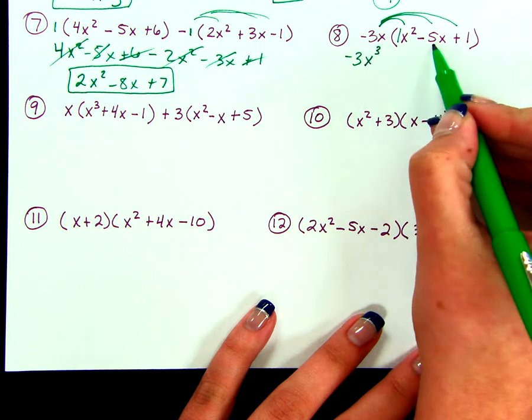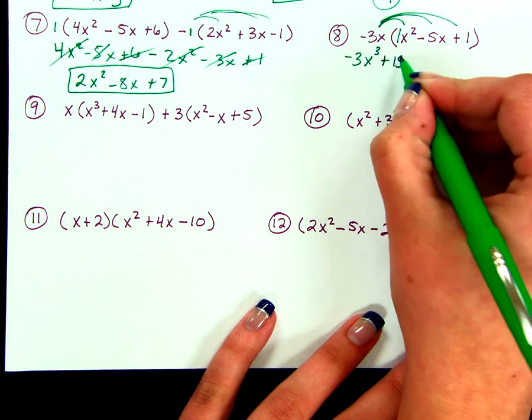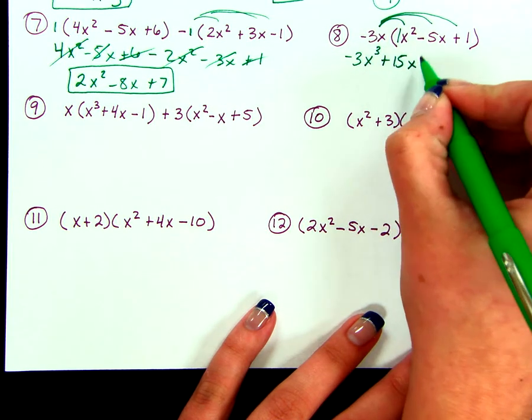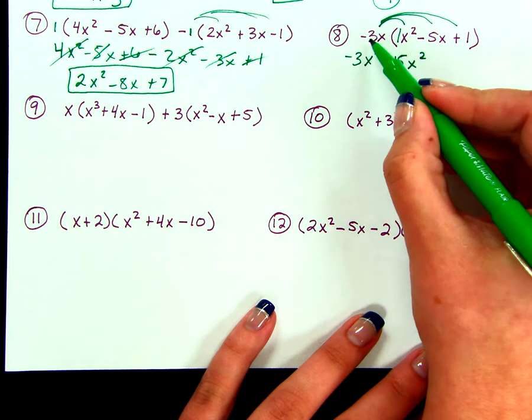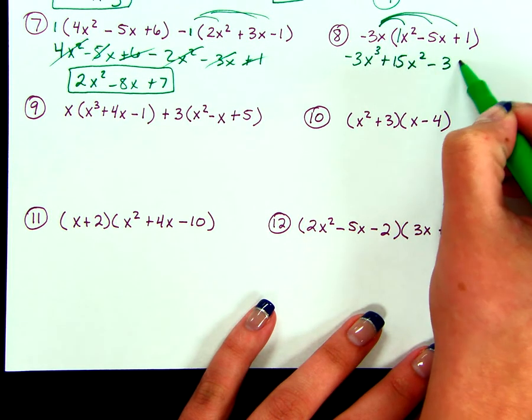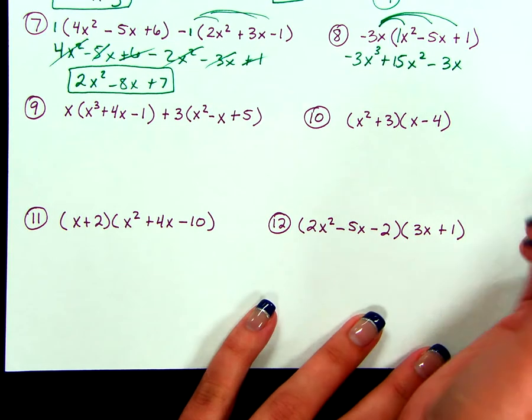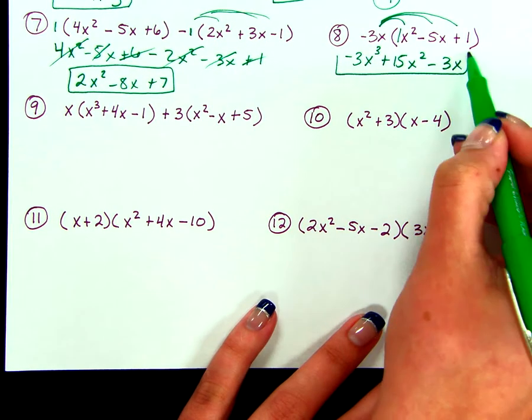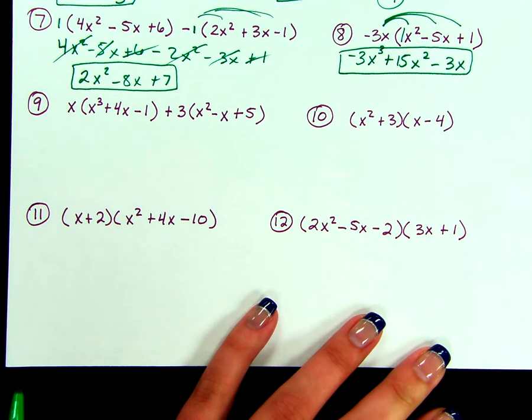Negative 3 times negative 5 is a positive 15. X times x will be x squared. Negative 3 times 1 is negative 3. X times 1 is still going to be x. So we can't combine anything else. So this would be our final simplified answer for that problem.